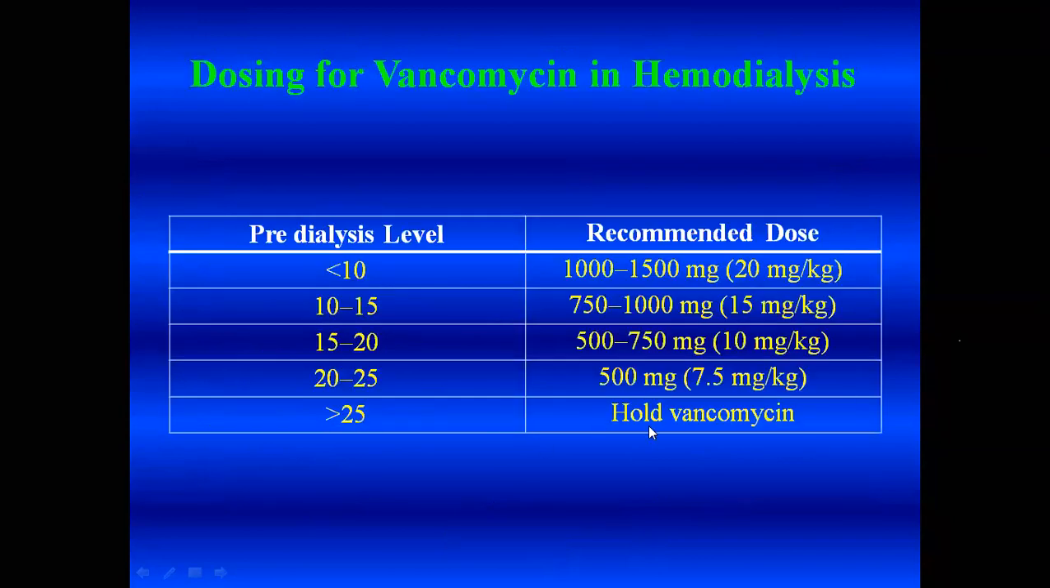So based on that, there is a recommendation: if you have a pre-dialysis vancomycin level of less than 10, then dose 20 milligram per kilogram after the dialysis. If you have 10 to 15, 15 milligram per kilogram; 15 to 20, 10 milligram per kilogram. If it's more than 25, then do not dose vancomycin after that dialysis.